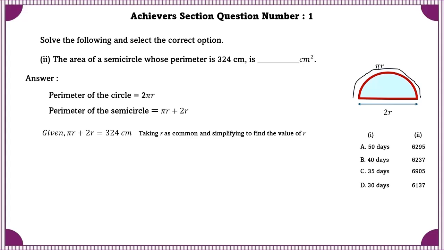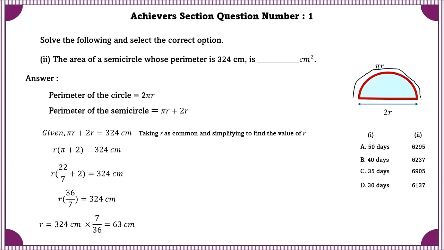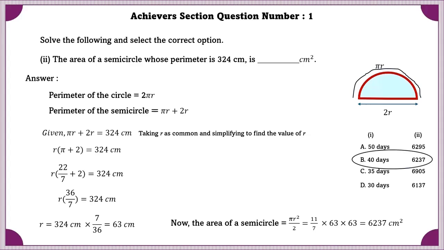Taking r as common and simplifying to find the value of r, we will get that r is equal to 63 centimeters. Now, using this, we can calculate the area of the semicircle, that is πr² by 2, which is equal to 6,237 centimeters square.